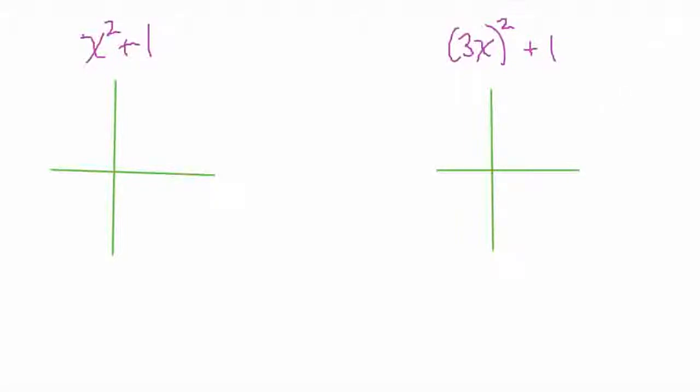So I'm not multiplying on the right, I'm not multiplying the entire expression by 3. I'm just multiplying the x by 3. Okay? The x squared plus 1 is the x squared graph shifted up by 1. We already knew that. Okay?